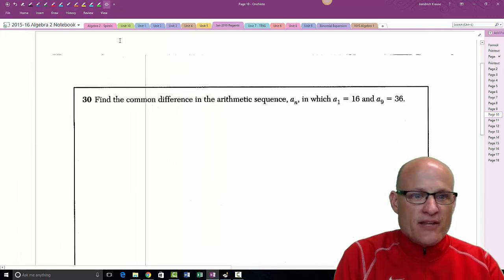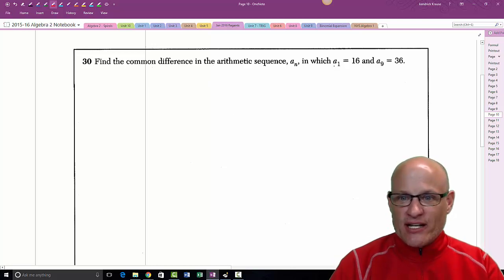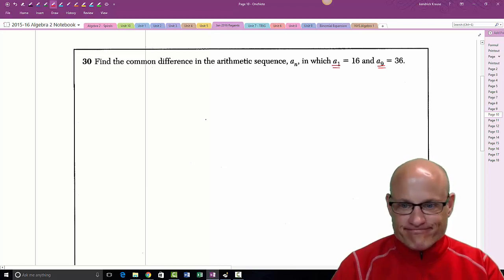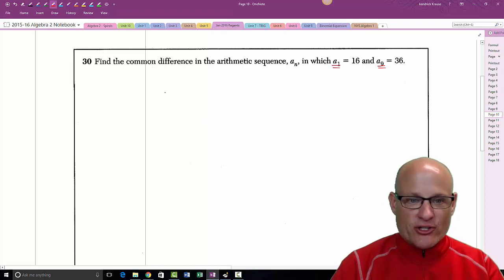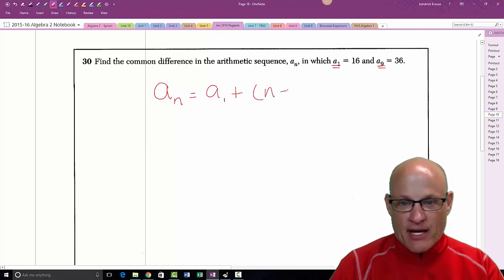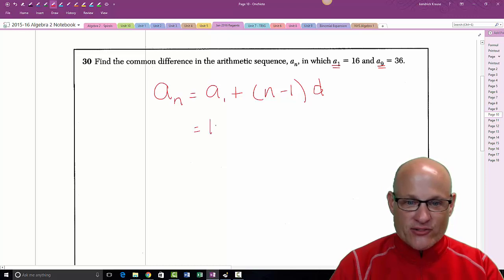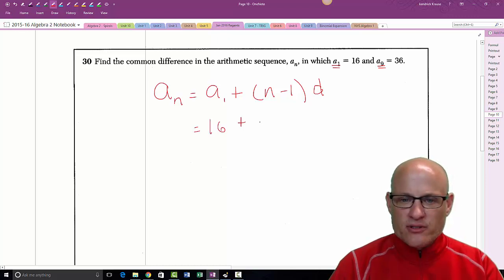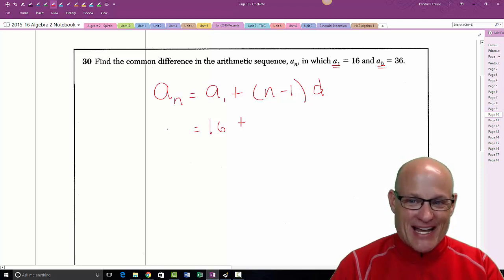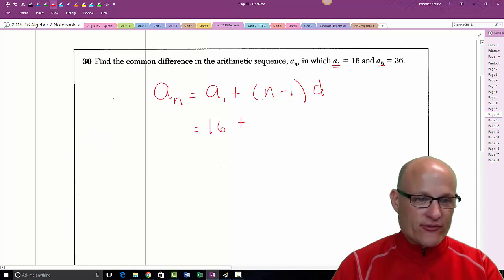All right, 30. The common difference in an arithmetic sequence: find the common difference. So they're telling us the first term, and they're telling us the ninth term. Well, there's a couple of different ways to do this. I'm going to choose to do it this way. Here's the formula: a sub n equals a sub 1 plus n minus 1 times d. Now, d is the thing I'm looking for, but they gave us a sub 1. So that's 16 plus, and then we know a sub 9 is equal to 36.